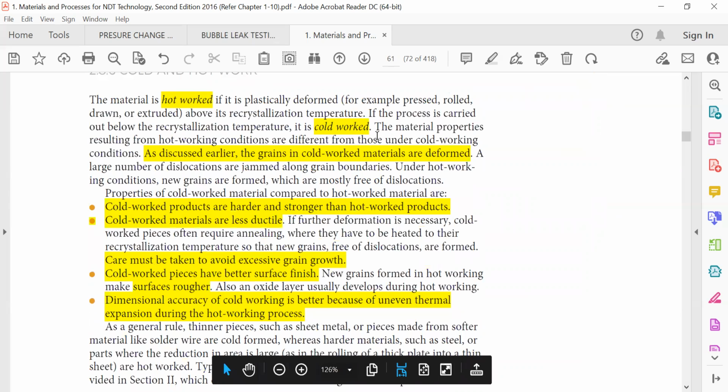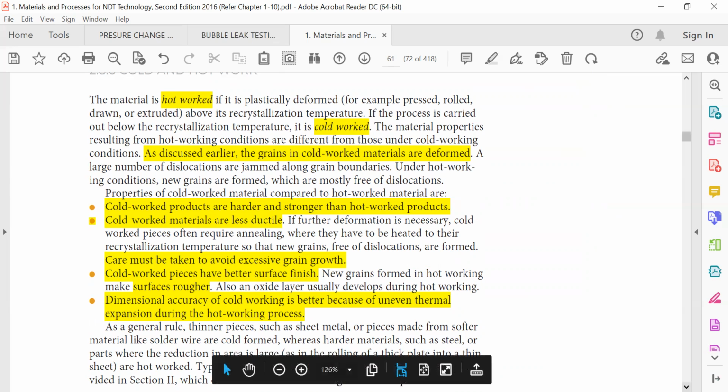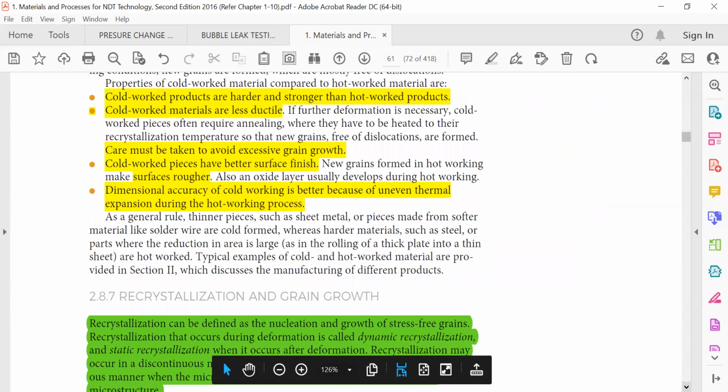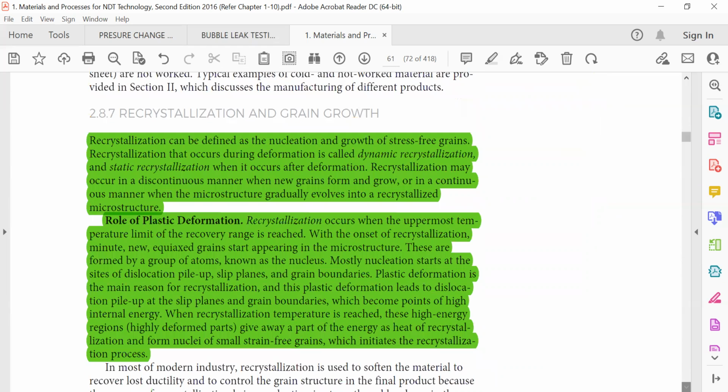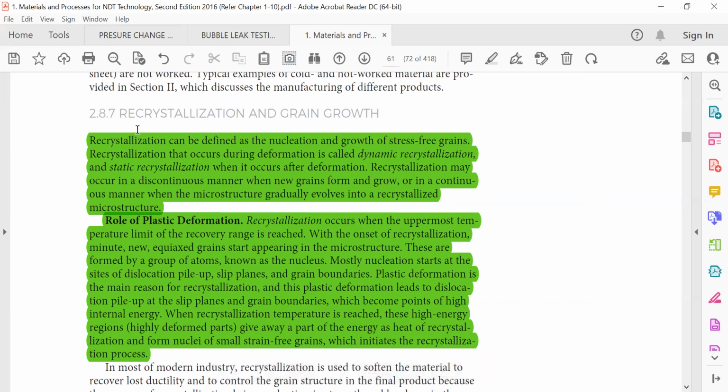Hot work and cold work. Cold work products are harder and stronger than hot work products. So when you go above the AC3 temperature and then you do some work, that is hot work. Below that it is cold work. Below the AC3 temperature, if you are rolling, forging, doing anything, that is cold work. Above AC3, any mechanical working is hot work. Rolling, forging, all these things, extruding. Recrystallization and grain growth.